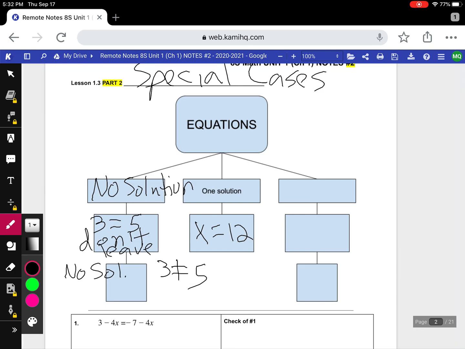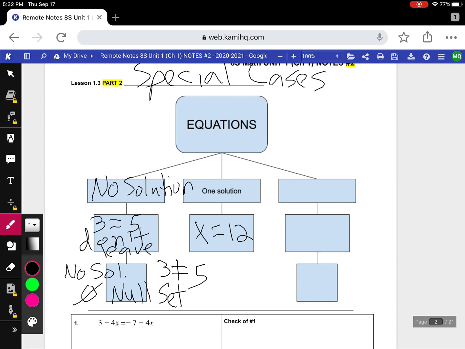In addition to no solution, sometimes you're going to see me use this symbol, which also means no solution, or you might hear me call it a null set. And when you get to LT next year, you're going to hear your teachers, depending on who you get, use the term null set, okay?